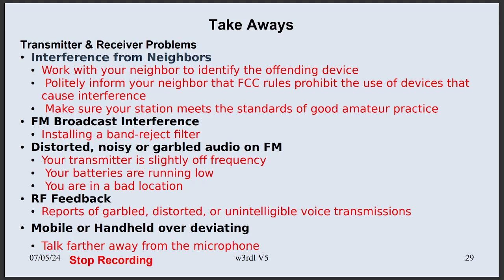FM broadcast interference: installing a band reject filter. Distorted noise or garbled audio on FM means your transmitter is slightly off frequency, your batteries might be low, or you're in a bad location. RF feedback will generally be accompanied by reports of garbled, distorted, or unintelligible voice transmissions. Mobile or handheld over-deviating: talk farther away from the microphone or talk across it rather than into it. Either of those options can help.